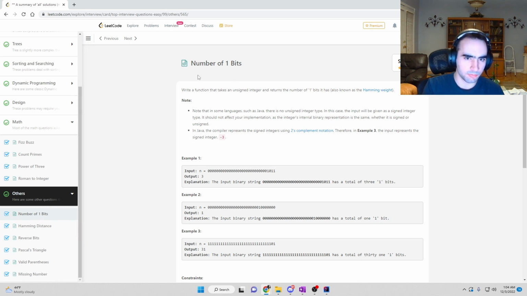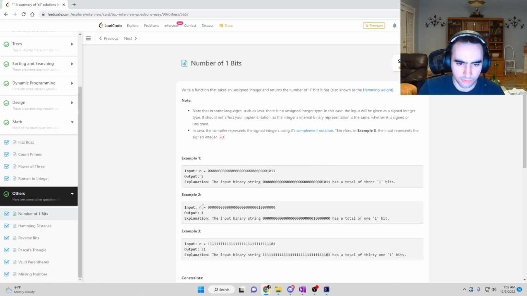So our first problem is going to be number of 1 bits, right? Given an unsigned integer, we are supposed to be returning the number of 1 bits it has. So in example 1, we have n equal to this large 32-bit number, right? So this is 32 bits, and we're supposed to return how many ones there are. So this is 1, 2, 3. There's 3 ones inside of this 32-bit integer, and so we return 3, right?